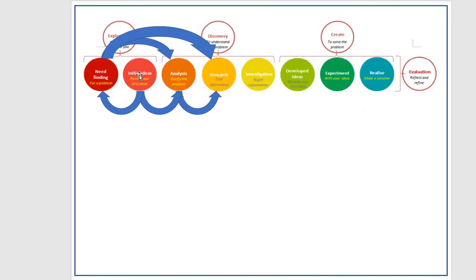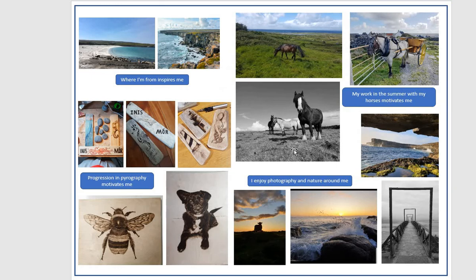Here's some of my thoughts. So as I've explained so far, the initial ideas, need finding was finding some problems there. So I started off with need finding, but that wasn't working. So initial ideas went there, then back to that, and then from there to analysis, and then to research. So they're all linking up pretty well there so far.